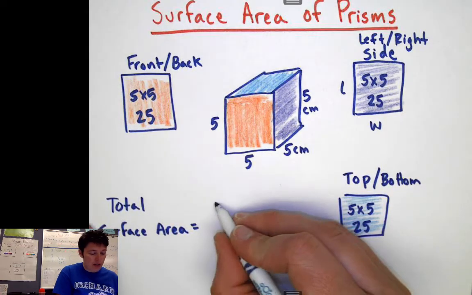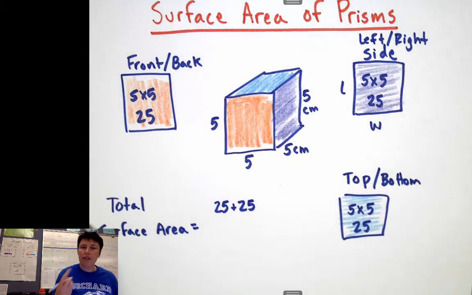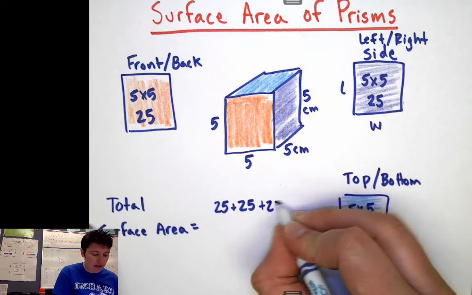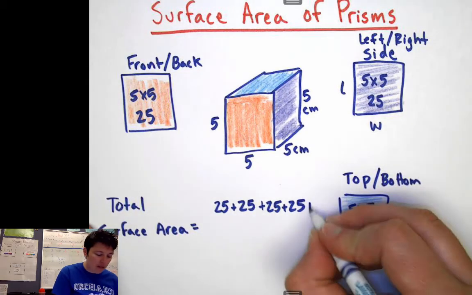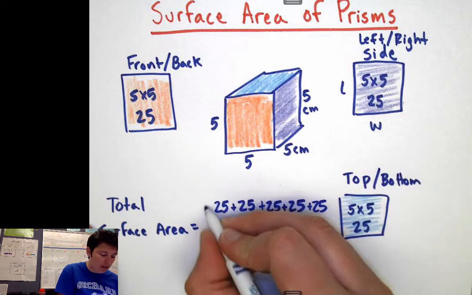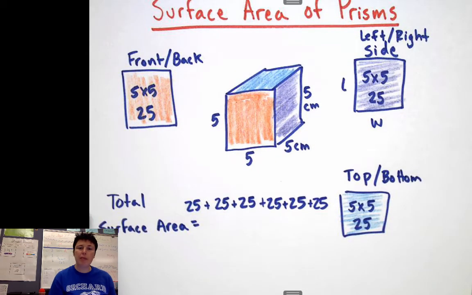So the front is 25 plus the back is 25. The left and the right were both 25. Left plus right. The top and the bottom were both 25. So I'm going to add up all of these. Here, I'll squeeze one over here. There's all my different sides of my prism.